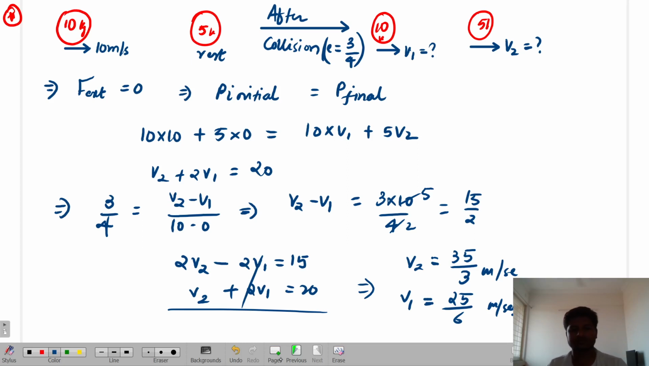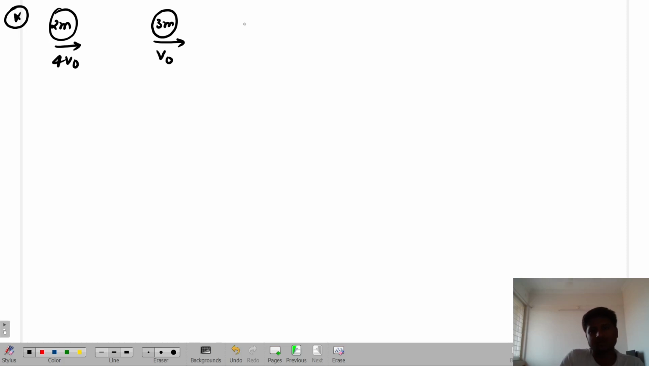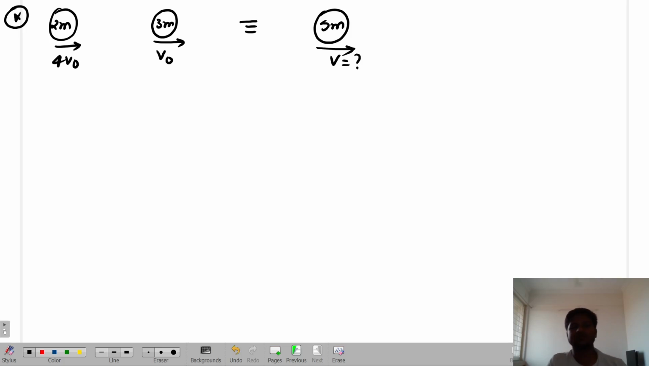Okay, look over here. Do the next question. Let's suppose I have a ball of twice m kg, initially moving with 4 v naught velocity, and there is another ball of thrice m moving with velocity v naught. They get stuck together and they form a ball of 5m, and I do not know with what velocity it is moving. Are you able to get me or not?